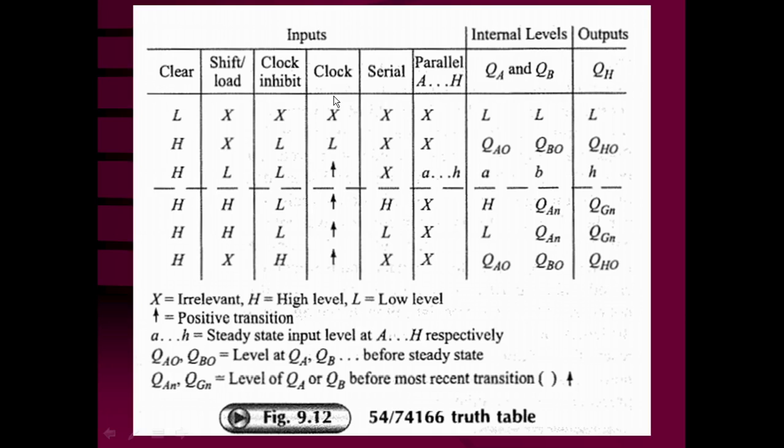That's why the data present at the serial input, or the data present at the A to H parallel entry, is not going to be shifted into the flip-flops, because the flip-flops don't get a clock edge. And hence the outputs of each flip-flop, QA0, QB0, up to QH0, remain in their previous state. There will be no change in the output of each flip-flop. QA0, QB0 is the level at QA, QB before the steady state. Because they are not getting a clock pulse, nothing is going to happen.